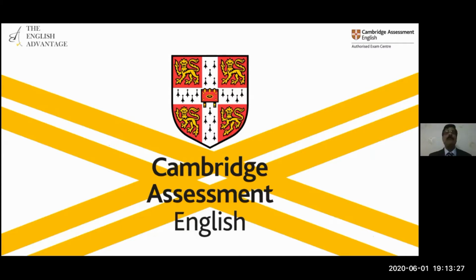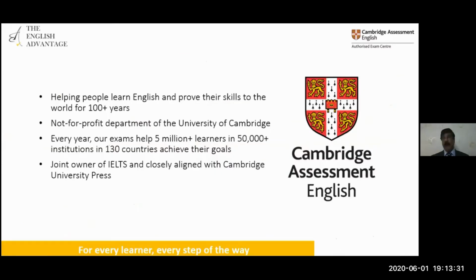So who is Cambridge and what is Cambridge? Cambridge was established, I think, in the year 1806 and rolled out its first exams for proficiency in 1901. You can see how far back we have been looking at proficiency skills in English. Cambridge is also a not-for-profit organization. It does not seek to make profit from the money it collects for teaching or for assessment.